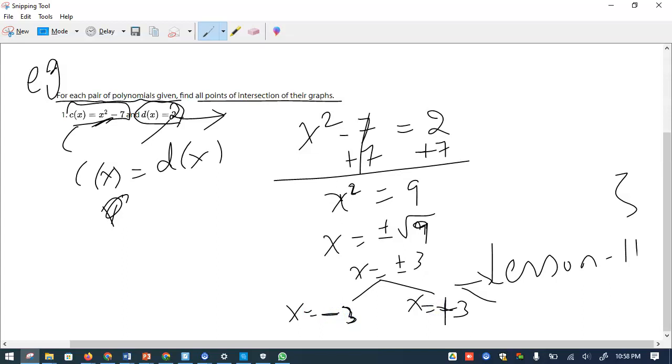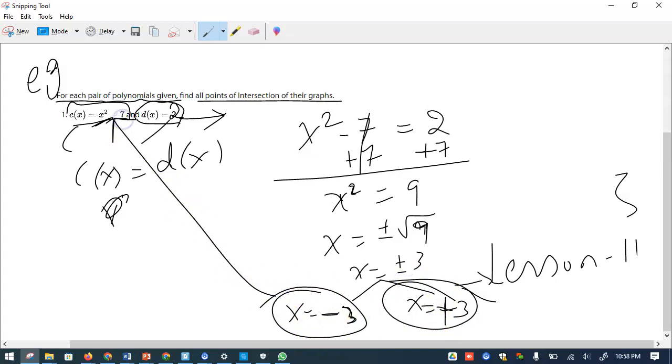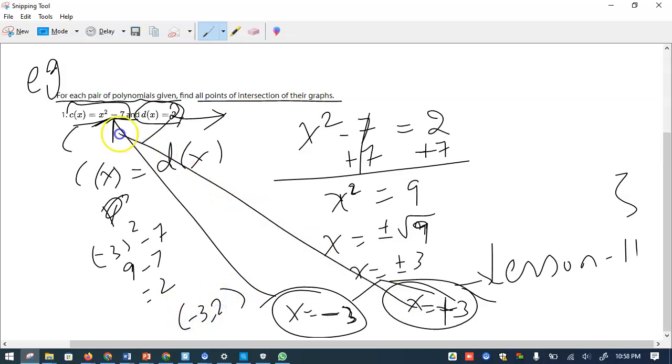Or you can also check this by plugging in x equals minus 3 right here, so you get minus 3 squared minus 7, which is 9 minus 7, which is 2. So one of the points is minus 3 and 2. And if you plug in plus 3 also, you are going to end up getting 3 and 2. So these are the two points.